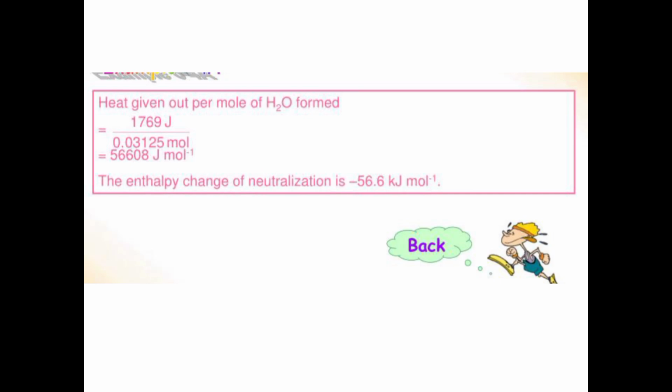So we can immediately convert, or you wait for the final answer before you convert, because delta H is given in kilojoules per mole. So if you do 1769 over 0.03125, it will give us 56608 joule per mole here. If you convert it to kilojoules, you are going to have minus 56.6 kilojoules per mole. Don't forget, delta H is equal to Q over N. The first thing is to find Q, then find N, and then you can find your delta H, as the case may be. So this is very important.